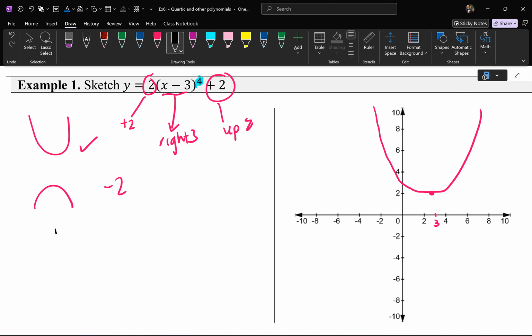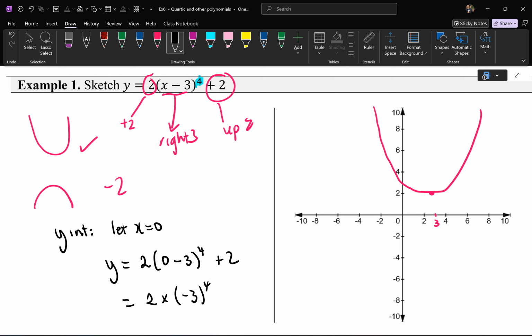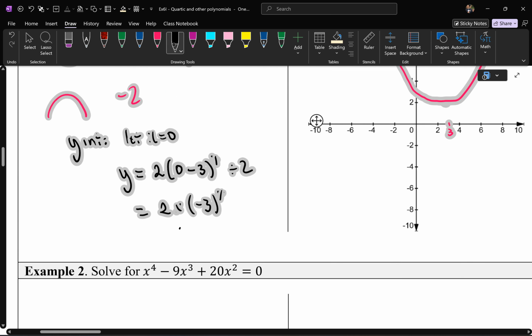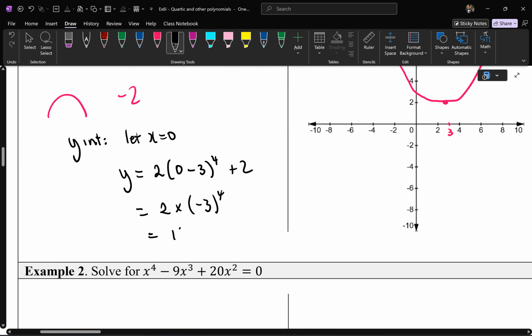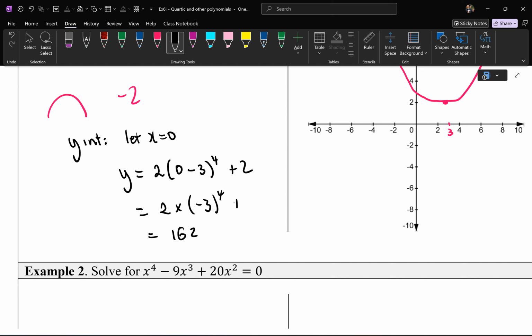But to find the y-intercept, how do you find the y-intercept again? Let x equal 0. So let's find the y-intercept. y equals 2 times (0 minus 3) to the power of 4, plus 2. Now, negative 3 to the power of 4 is like saying 3 times 3 times 3 times 3. What does that give you? 81, but it's not minus, because if you do it to the power of 4, it should all be positive. So it's 81, but 81 times 2 is 162. And then you're plussing 2 as well.